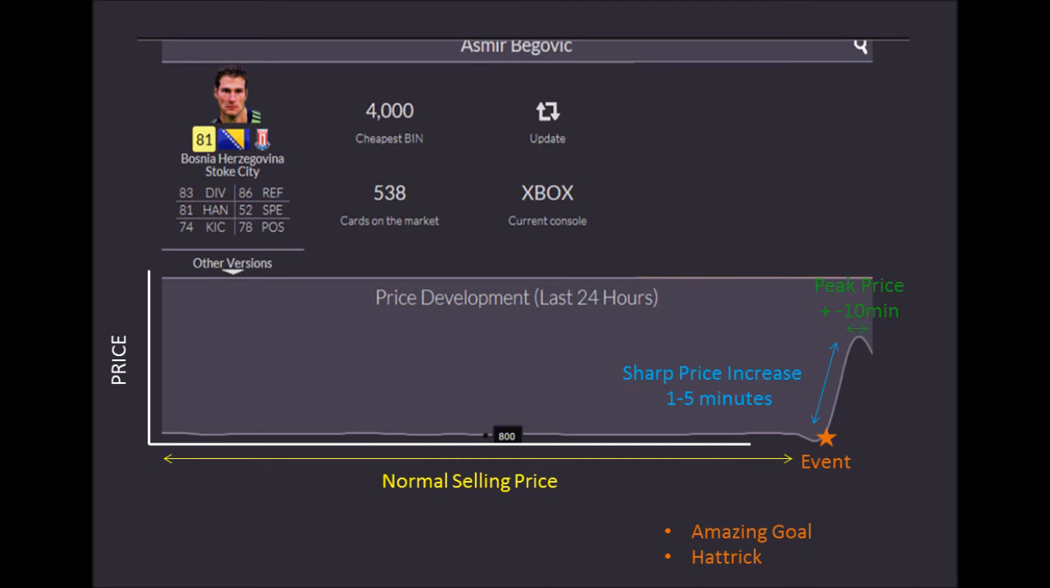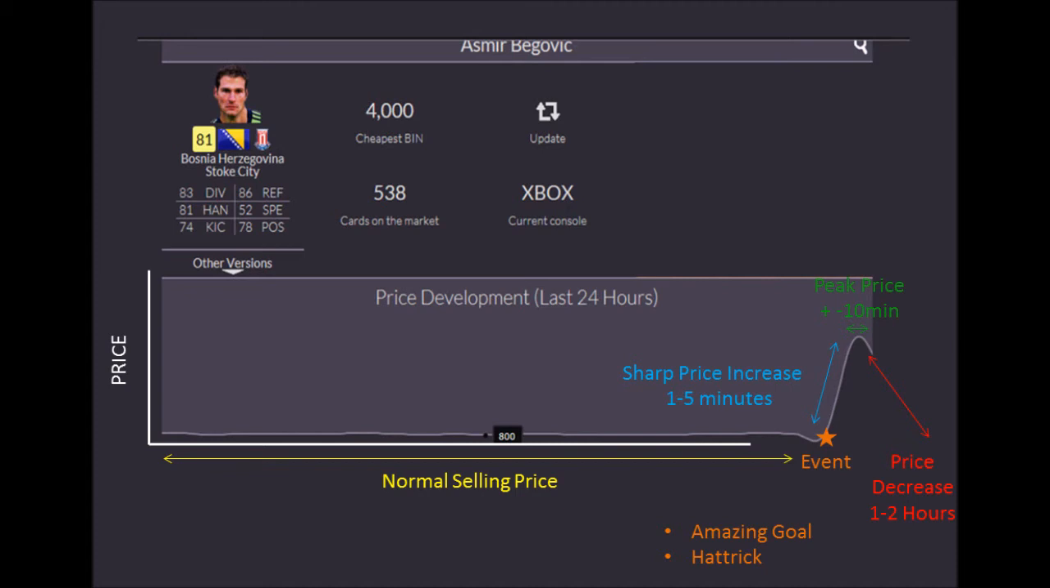Now, for many of you guys who are not sure when to sell, I sell during the sharp price increase towards the top of the peak price, and you'll notice that because there'll be lots of people undercutting you in the market, so that's when you're reaching that peak price. That's when I would sell. When to buy is just as the event's happening.